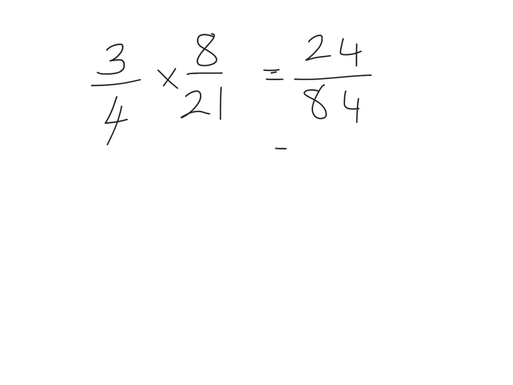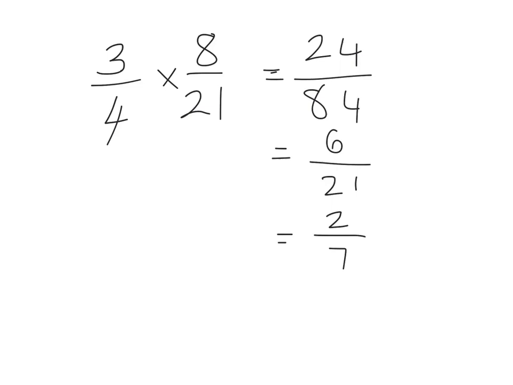So 24 divided by 4 is 6. 84 divided by 4 is 21. Yeah, cool. All right, and we're done. No, we're not. Why not? Lily, what would you do? We can simplify it some more. Good. So 6 divided by 3, that would be a useful one, because 21 can also be divided by 3. So we end up with 2/7.